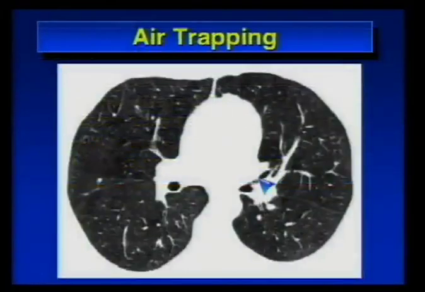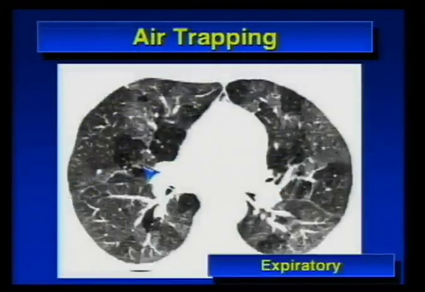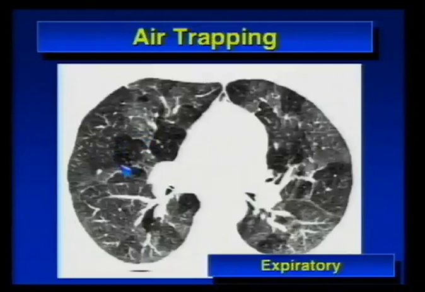Okay, and this is an expiratory view. Actually, that was the inspiratory. This is the expiratory view. I think all of you can see that there are lucent areas here. It's quite evident. And these lucent areas are the trapped air. Why is it trapping air? Because the airway is abnormal, small airways disease.